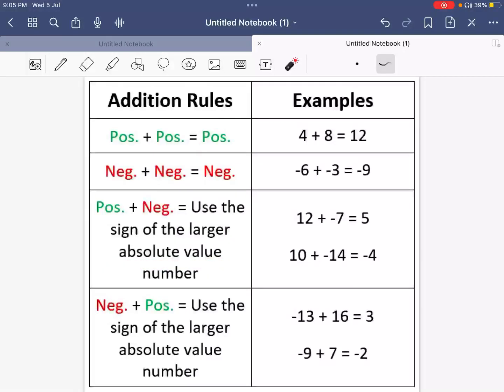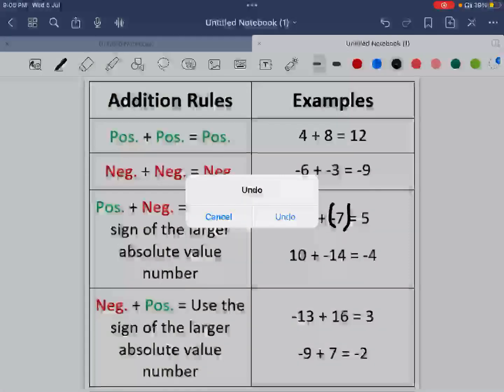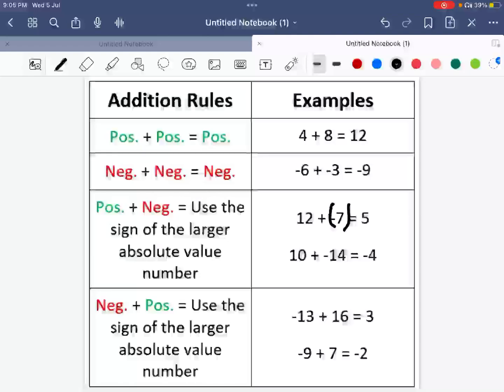Take an example: 12 plus of minus 7. If you want to simplify like this, just to make sure, this is a bracket and we are solving this bracket. As per the previous case, what I said, if the signs are different, then take a subtraction. Subtraction means what? We have to subtract 12 and 7. So 12 minus 7, what is the answer? 5.